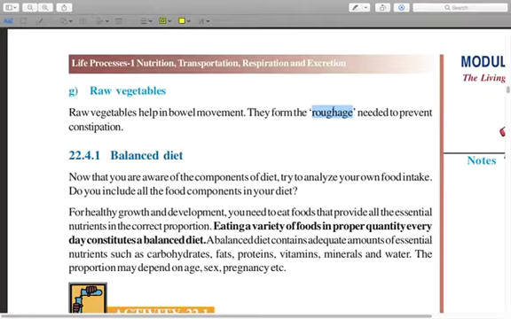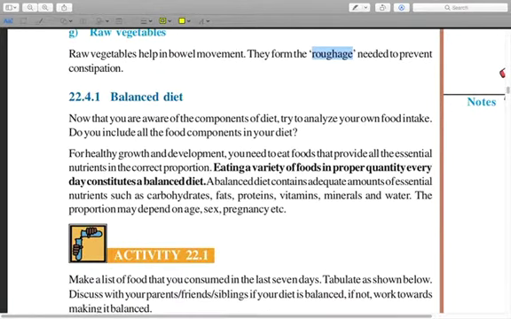Okay. And balanced diet. What is a balanced diet? As I told, there are different nutrients and there are different functions for each nutrient. So we have to take a balanced diet. We cannot just take food that's full of fat, or just foods that are full of carbohydrates. So you have to balance so that we live healthy.